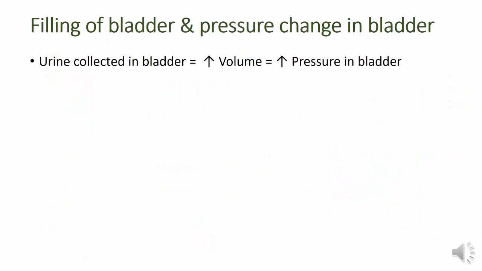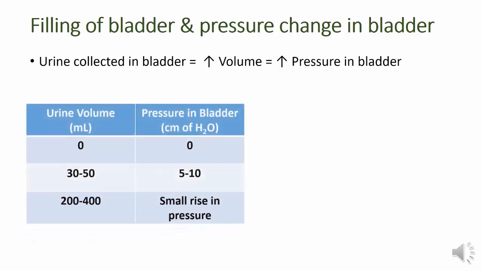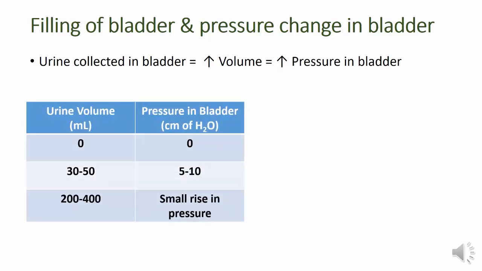Now let's find the filling of the bladder and the pressure change in the bladder. When urine is collected in the bladder, there is an increase in volume of the bladder, and that will increase the pressure inside the bladder. So when there is no urine, the pressure will be 0. Pressure here we take as centimeter of water.